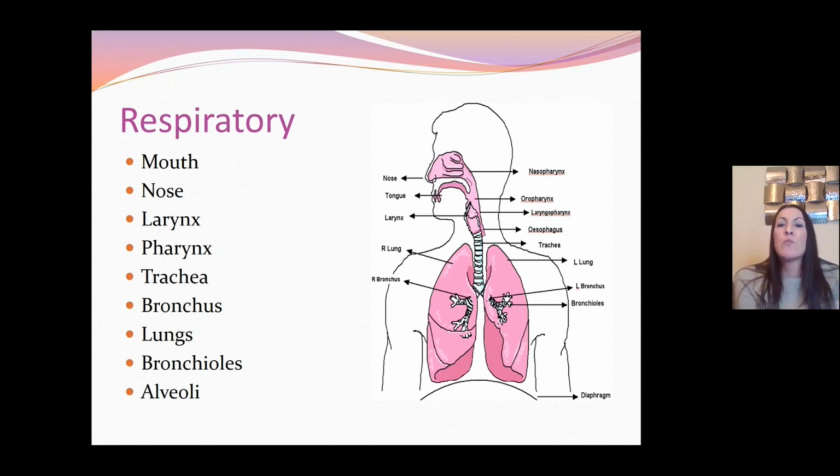So the oxygen will travel down through the trachea into the bronchus and smaller structures called bronchioles, all the way down to the alveoli, which are these sort of air-filled sacs at the bottom of the bronchioles. And it's here where all the gas exchange occurs. So we breathe in oxygen from the atmosphere and we breathe out carbon dioxide, our waste product.